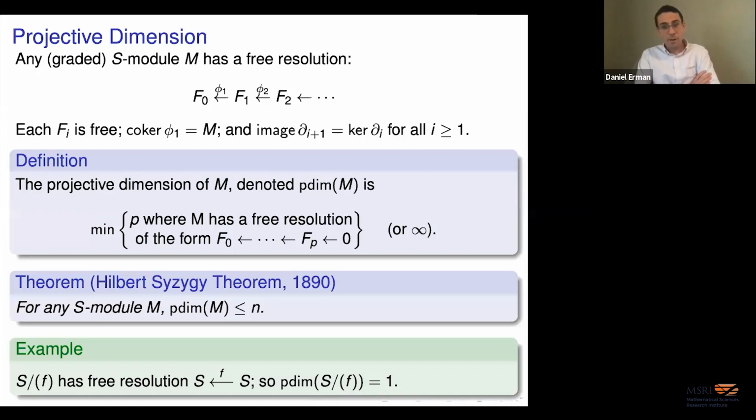So if I'm in a polynomial ring in 10 billion variables, but I'm only studying s modulo a single polynomial, then the projective dimension is 1, whereas Hilbert's bound would have been the number of variables, 10 billion. So it's a uniform bound, but it's often very far from accurate in any given example.